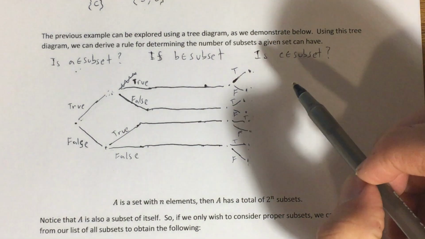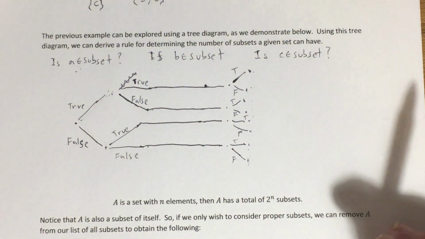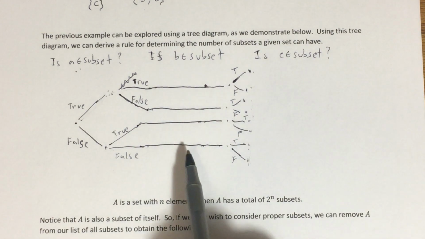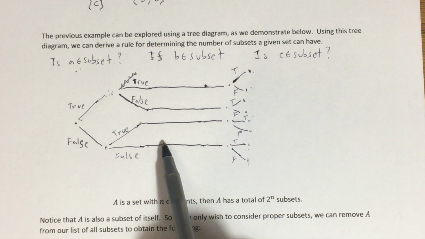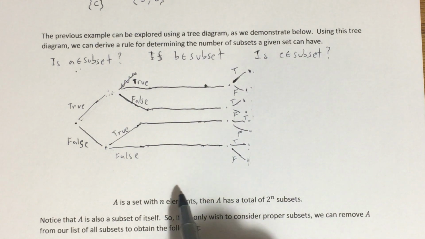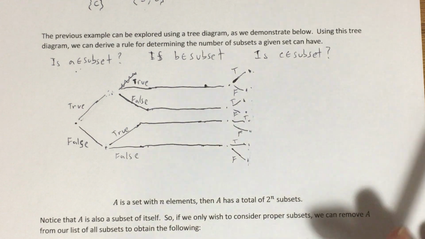Not surprising, because that's the number of subsets that we were dealing with. But is there a way to do something similar to this with larger sets than just 3 elements? Yes, but drawing the tree becomes very, very cumbersome, and I don't want to have to do that. I want to be able to come up with an answer much more quickly.